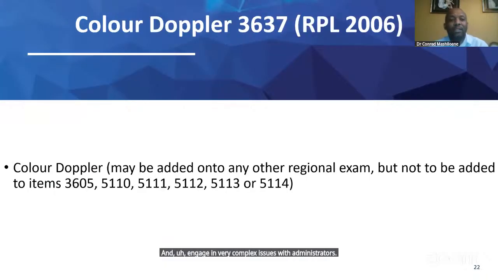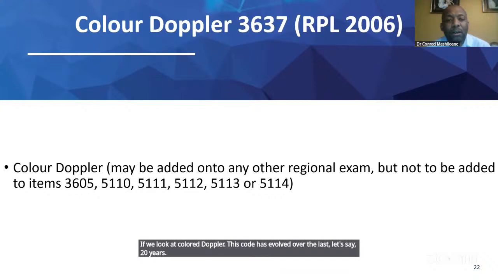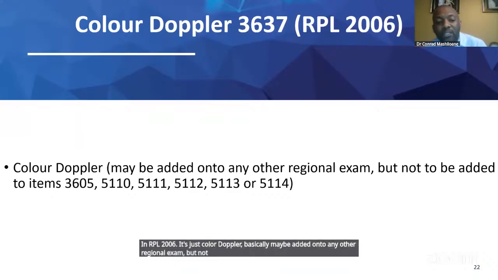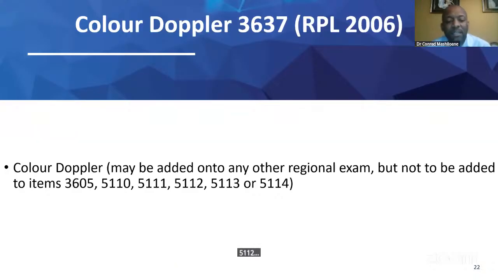If we look at color Doppler, this code has evolved over the last, let's say, 20 years. This is what color Doppler code 3637 looks like in RPL 2006. It's just color Doppler, basically may be added onto any other regional exam, but not to be added to items 3605, 5110, 5111, 5112, 5113 or 5114. That's what it looks like.